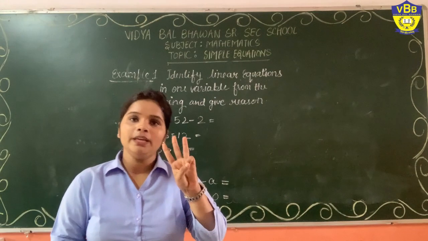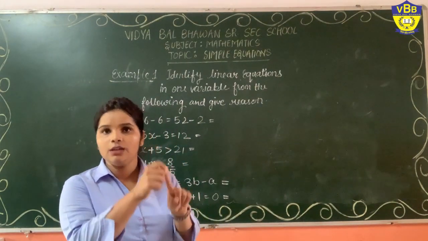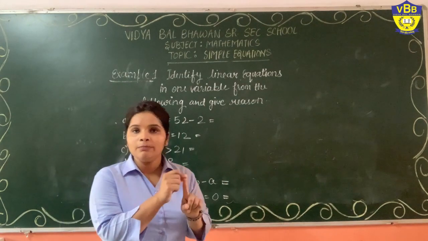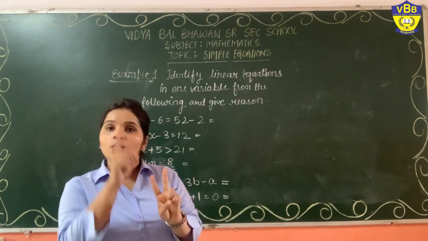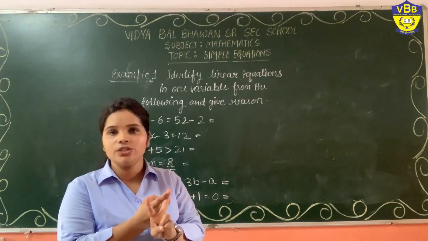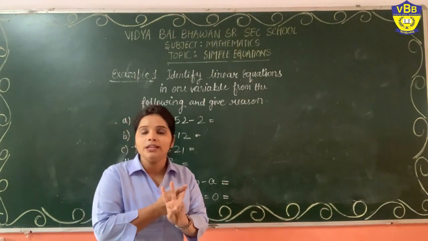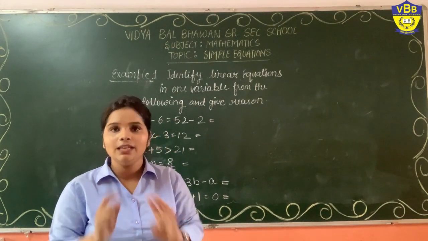So what should be our checkpoints? First one, if it is an equation or not. Equations are statements with an equal sign. Second one, if it has only one variable. If it has more than one variable, it is not a linear equation in one variable. Third checkpoint is degree. Degree should be only 1. And what is degree? The highest power.